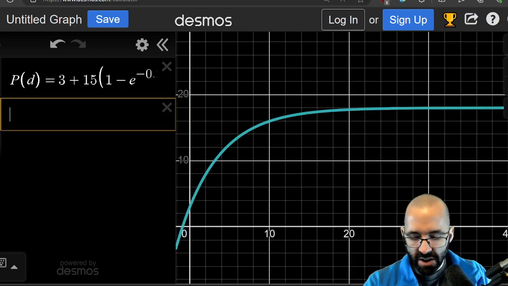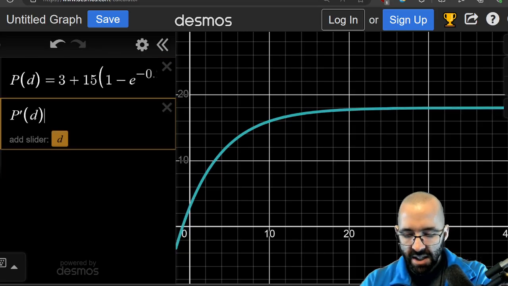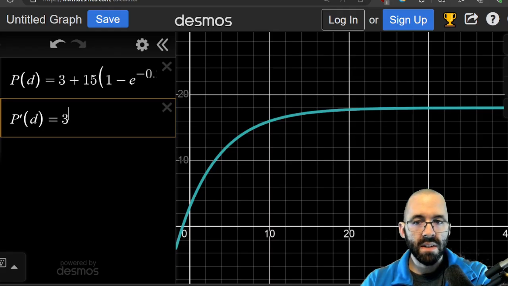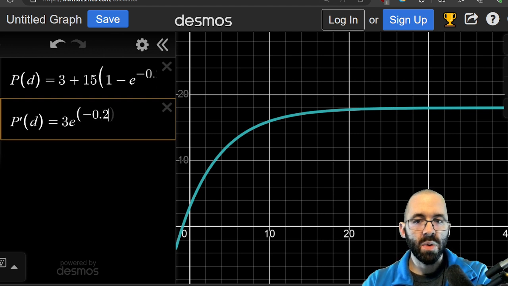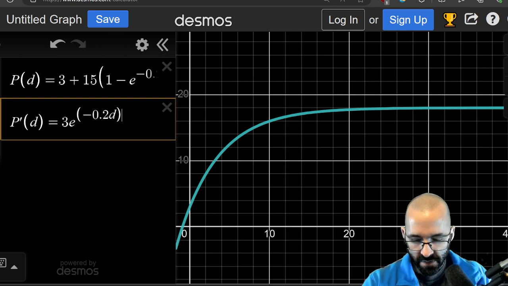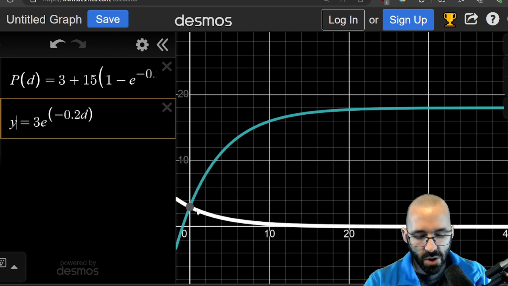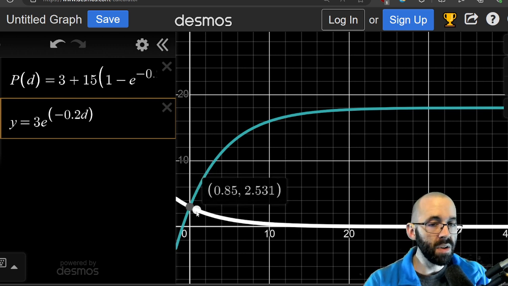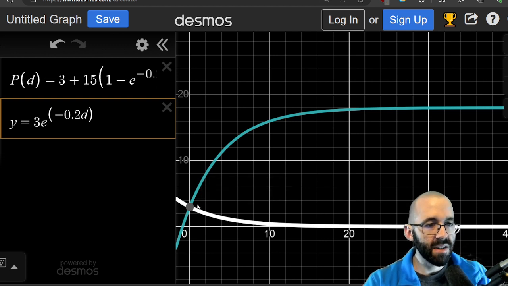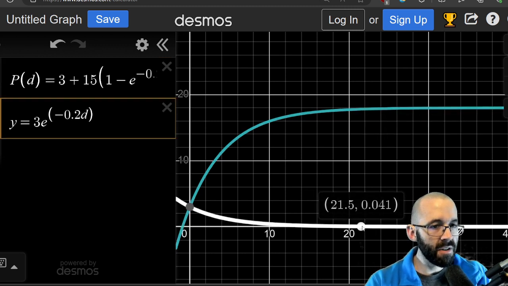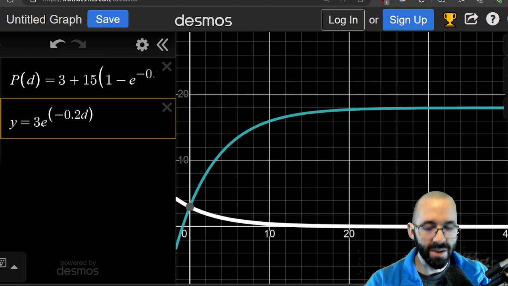Oh, we can see this graphically. We're not done yet. But we can see this graphically. Slope function being 3 times e raised to the negative 0.2d should, oh, it doesn't like that I called it p prime. The slope is biggest at the start. The value of white is the slope of blue. The value of white is the biggest at the start. The slope of blue is the biggest at the start. Blue flattens out. The slope gets close to 0. The value of the slope function gets close to 0.